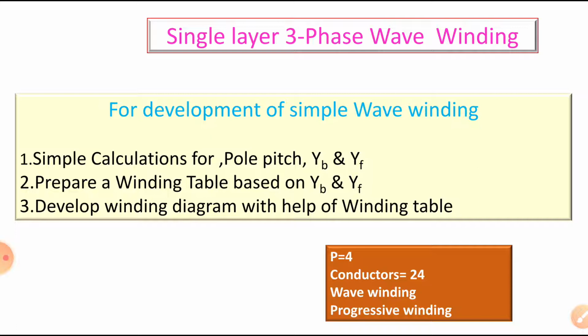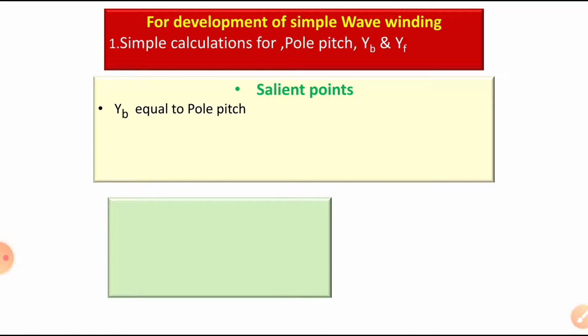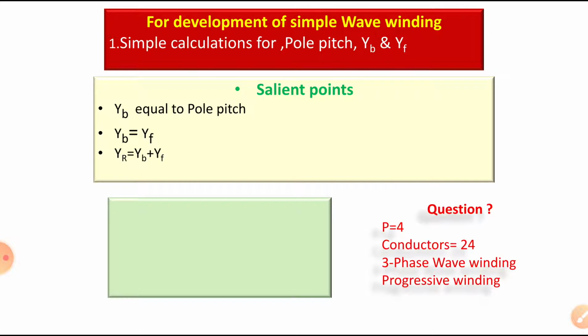Okay. So, what are the salient points regarding wave winding in AC? As usual, back pitch is equal to the pole pitch we are assuming, and back pitch and front pitch are equal, and the resultant pitch is, in this case, the back pitch plus front pitch. Okay. Now, take the one problem. The problem is: P is equal to 4, conductors are 24, 3-phase, wave winding, progressive winding. Let us do the calculations.